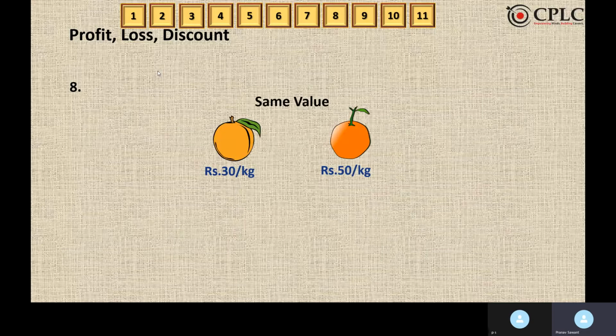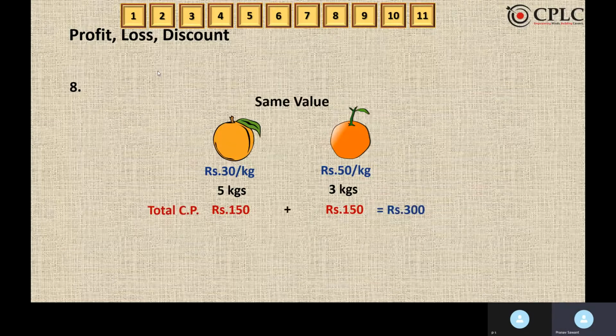So to get the same value, we will simply take the LCM of 30 and 50. So LCM is 150. Hence we can say that we have 150 rupees to buy 30 per kg, and as it's the same value, we have 150 rupees to buy 50 per kg. In 150 rupees, how many kgs can we buy of 30 per kg oranges? So 150 divided by 30, that is, we can buy 5 kgs of 30 per kg. Similarly, in 150 rupees, we can buy 3 kgs of 50 per kg oranges.